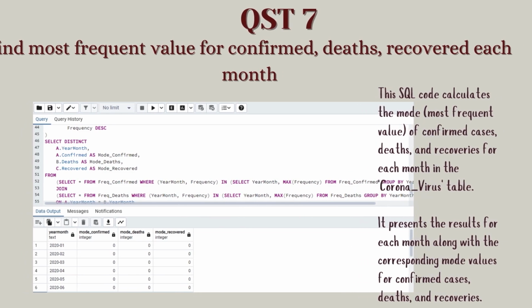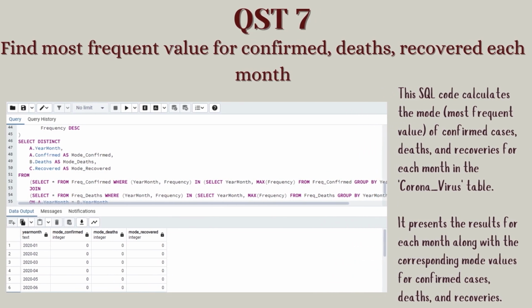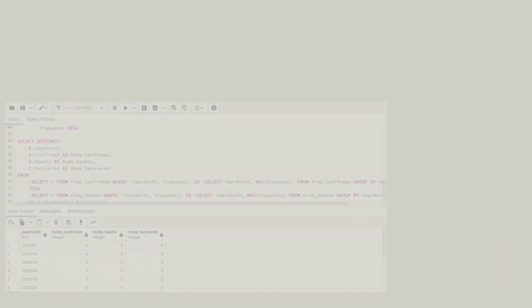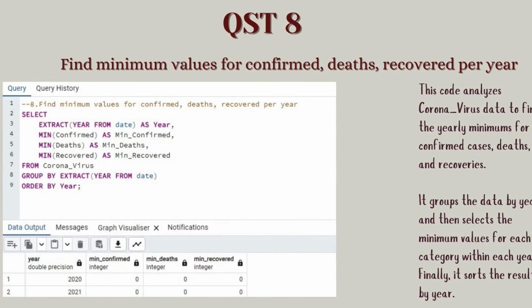On our seventh analysis question, we are to find the most frequent value of confirmed cases, death cases, and recoveries. We know that the most frequent value is supposed to be the mode. In this output, we see that it presents the results for each month along with the corresponding mode values for confirmed cases, death cases, and recovered cases.